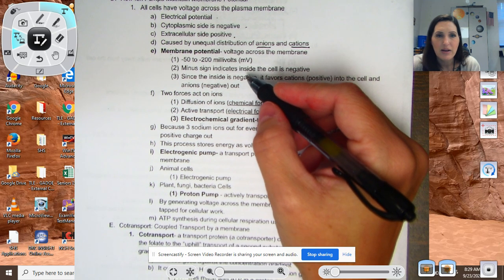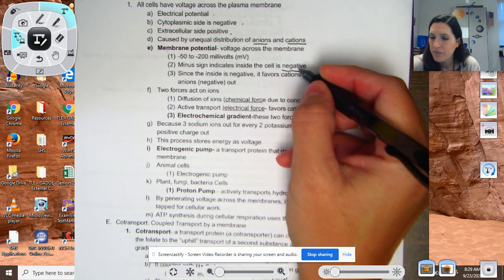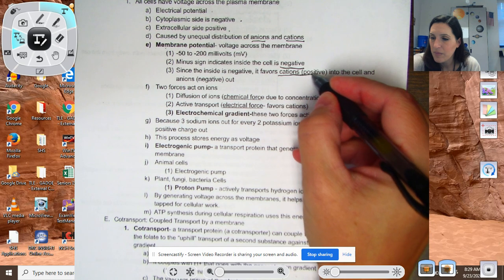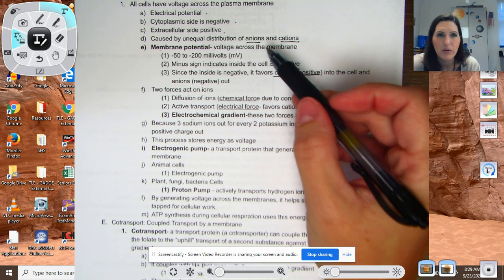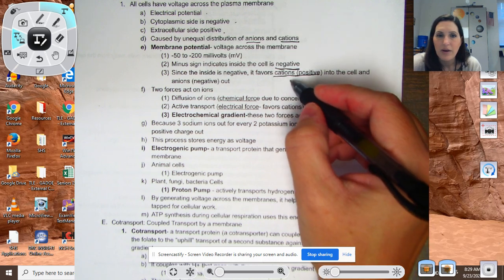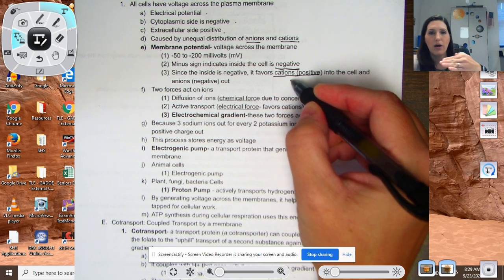The minus sign indicates that the inside of the cell is negative, like we said earlier. So it favors the cations, the positives, to come in because they're more attracted to each other. I think I might have said that backwards up here. Okay, so let's go through that one again. The negative side will pull positive because they're attracted to each other. So the negative inside will pull positive naturally. If we're doing negative to negative, that's going to be more of a resistance.